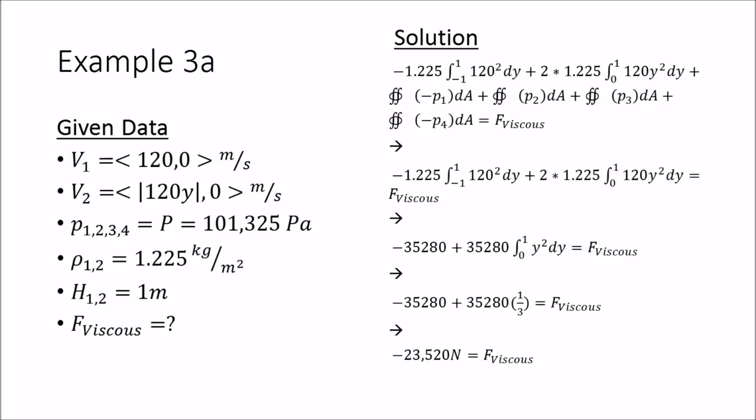Using the momentum equation, we see that the pressure components cancel each other out because the normals are opposite to each other and the pressures are equal. That leaves only the density and the velocity components of the momentum equation, which we can solve by taking very simple integrals and then solve algebraically to get the drag force of 23,000 newtons.